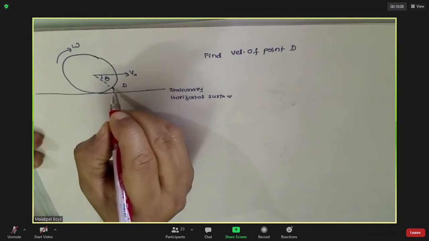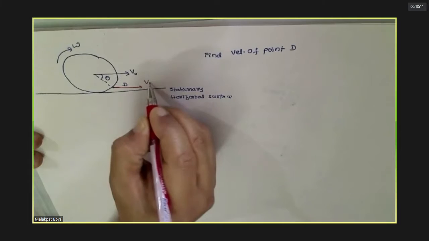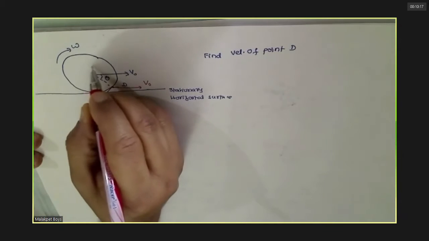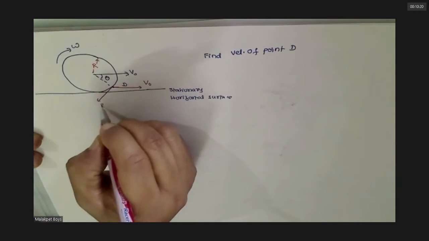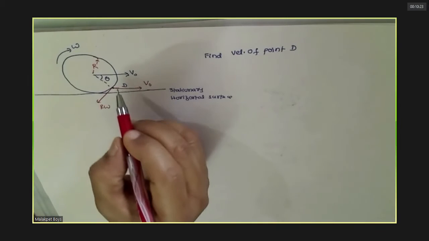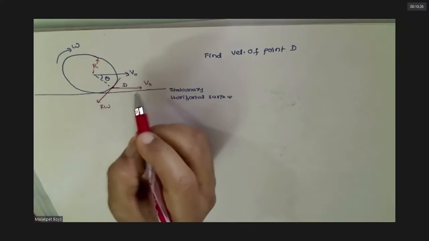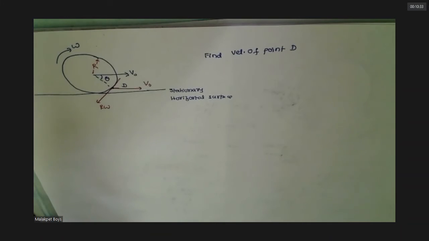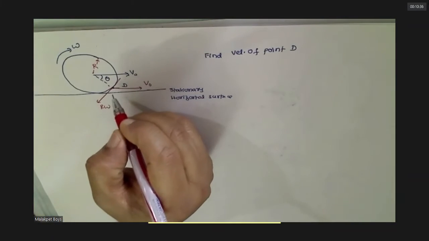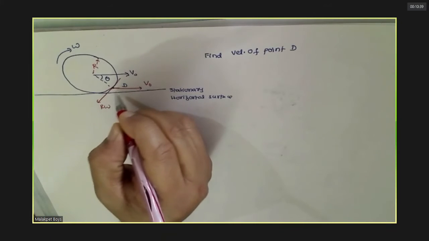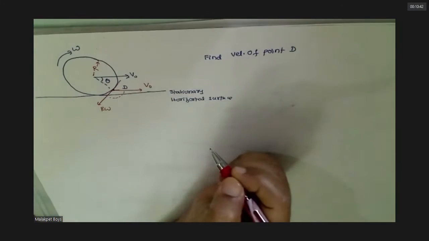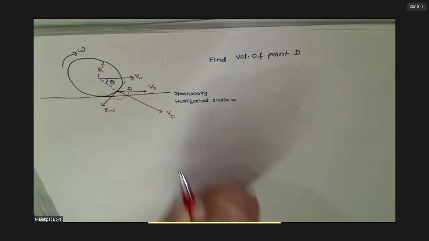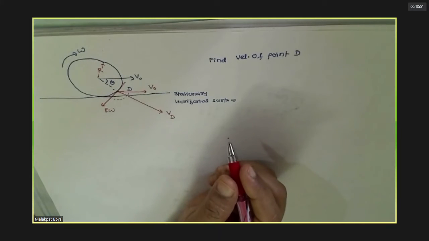As you know, this is the velocity of center of mass, as well as, because it is rotating, this is R omega. Then what is this angle? This will be the velocity, no? Find out that. Sir, 90 plus theta.